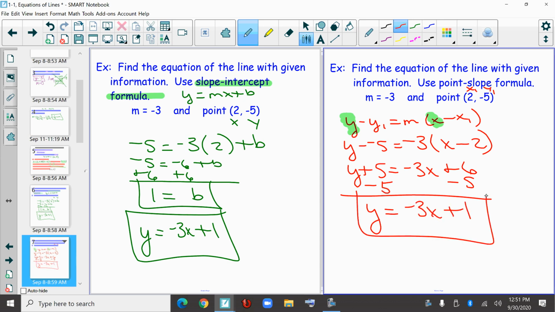And we're done. I like the second method, which is the point slope method, better than I like slope-intercept formula, for the simple fact that I plug in once, I solve for y, and I am done. Both methods will work, and it's not a big deal which one you choose.